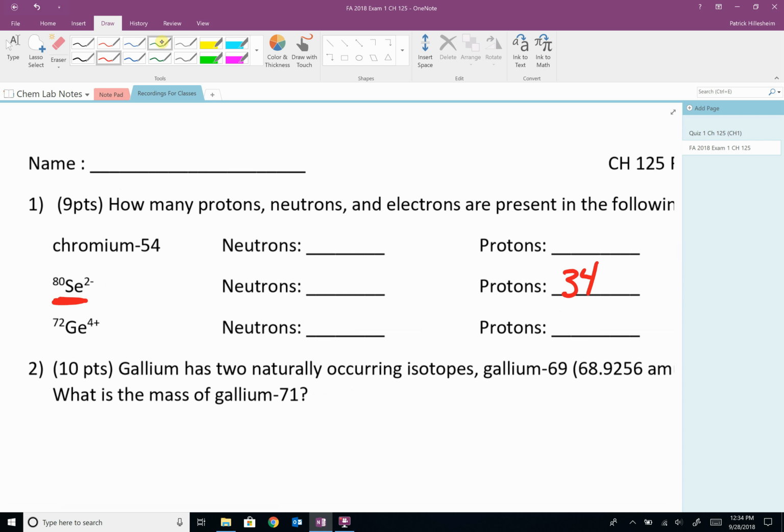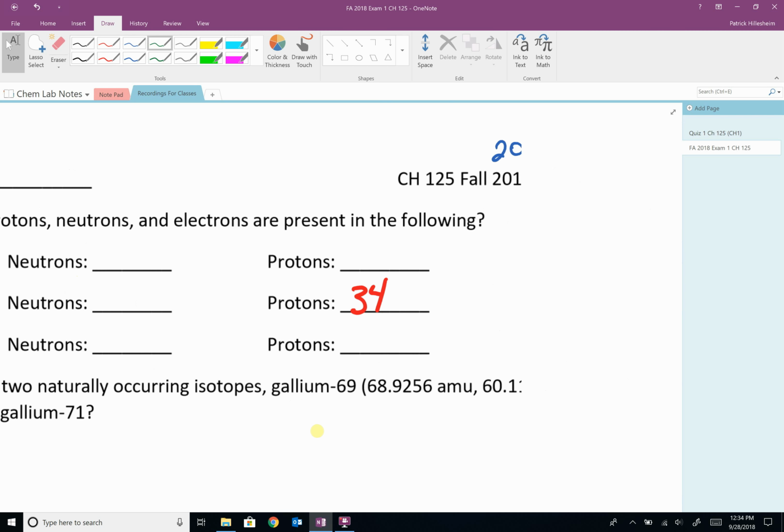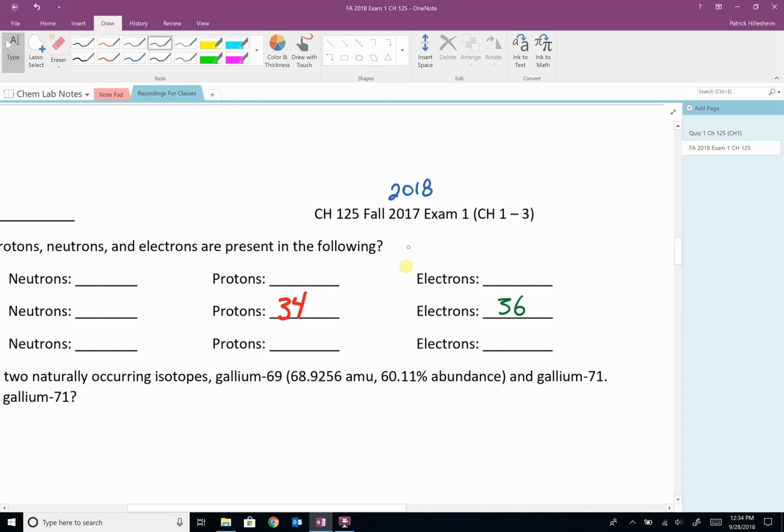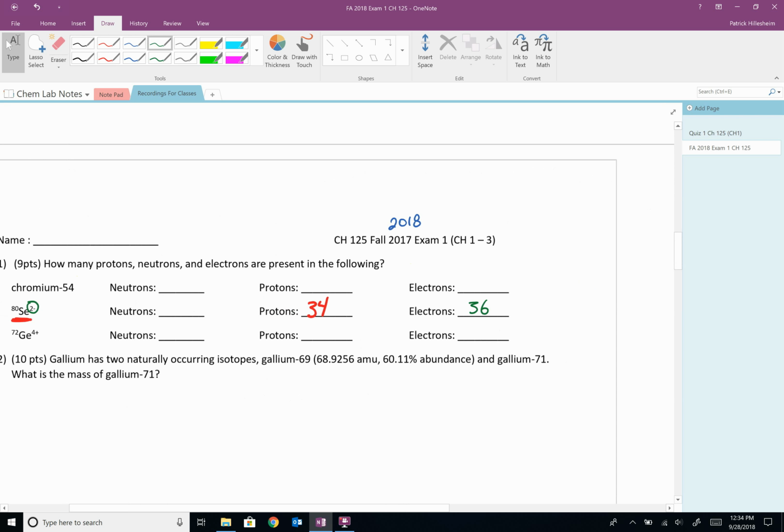Let me change colors here real quick. We notice that this is selenium with a 2 minus charge. So if I scroll over, selenium with a 2 minus charge means I've got to have 36 electrons over here. Remember, when we add electrons, we end up making a negative charge. We kind of have that reverse from our typical idea. We add electrons and we get a negative charge.